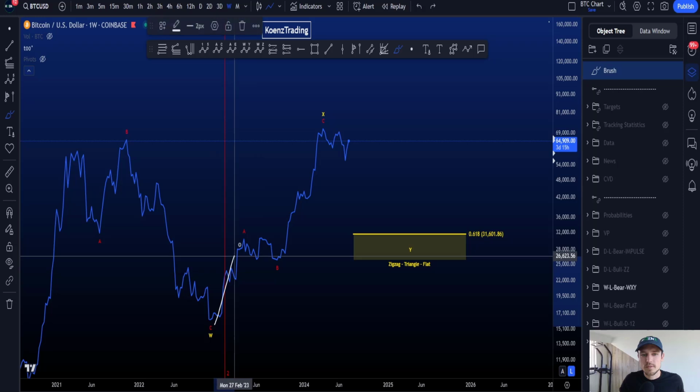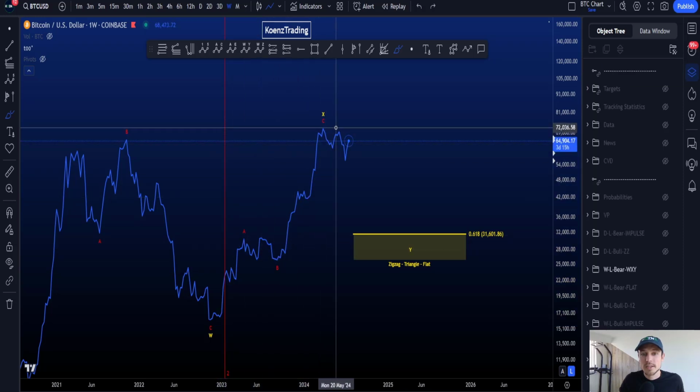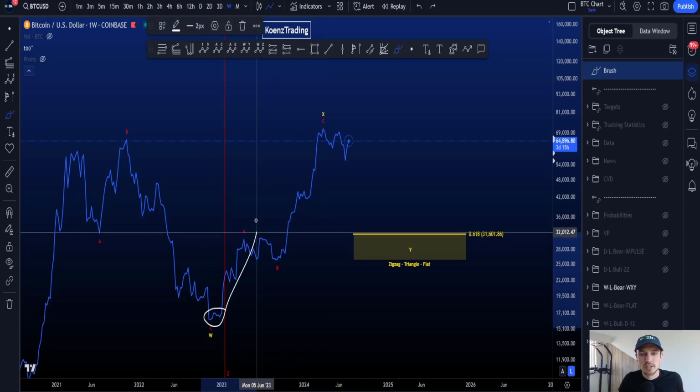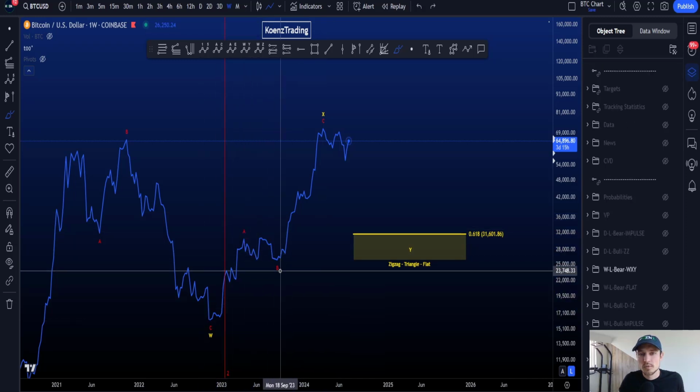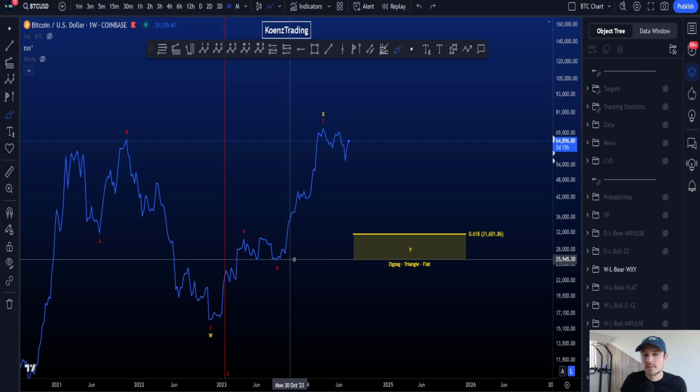Then we have wave X, A, B, C to the upside. Again, your wave C did hit the 1.618 trend-based fib extension, taken from the low to the high of A to the low of B, as I have shown earlier in the video. So we have to keep an impulse in mind.